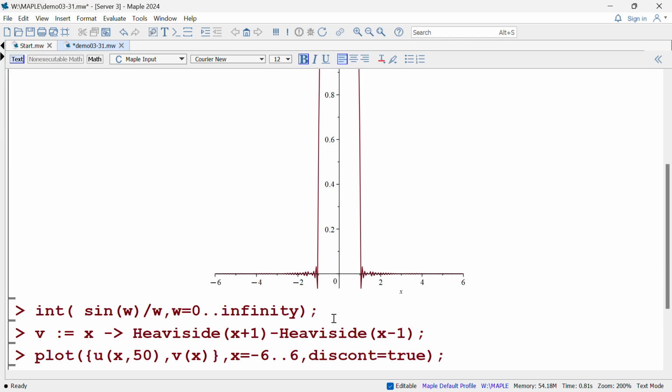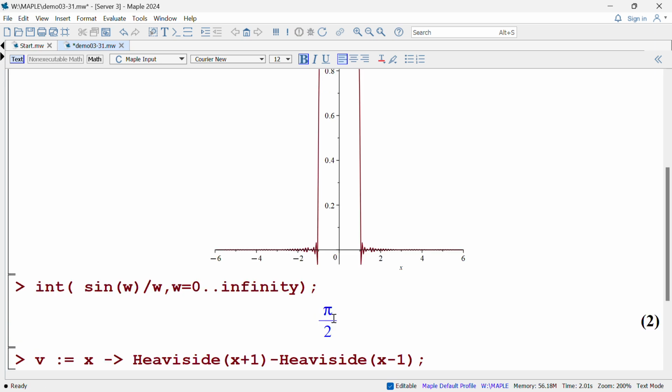By the way, Maple is good at doing integrals of sine w over w from 0 to infinity. And it knows the famous formula you showed using the Dirichlet kernel. And you can have w equals 0 dot dot infinity, which is what you write when you're talking about plus infinity.